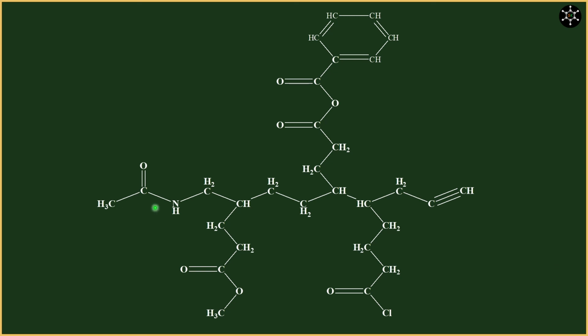Let us find out from this side. C double bond O N indicates it is an amide. Since this nitrogen is connected to 2 carbons and 1 hydrogen, this is a secondary amide. Coming down, C double bond O C, this is an ester.